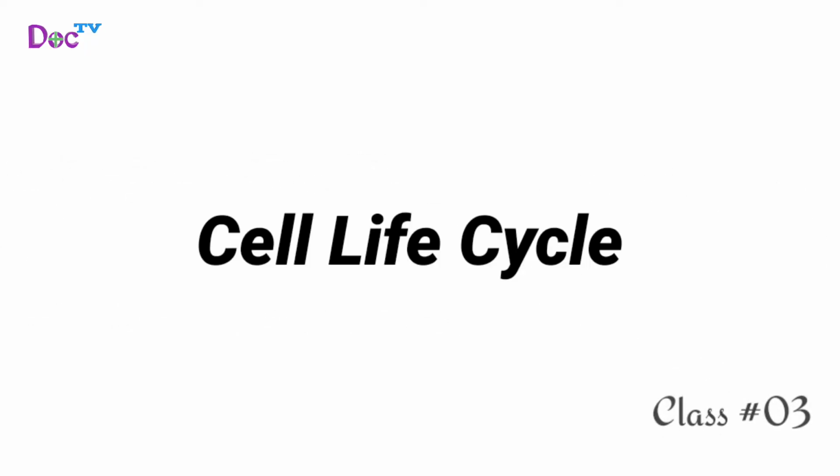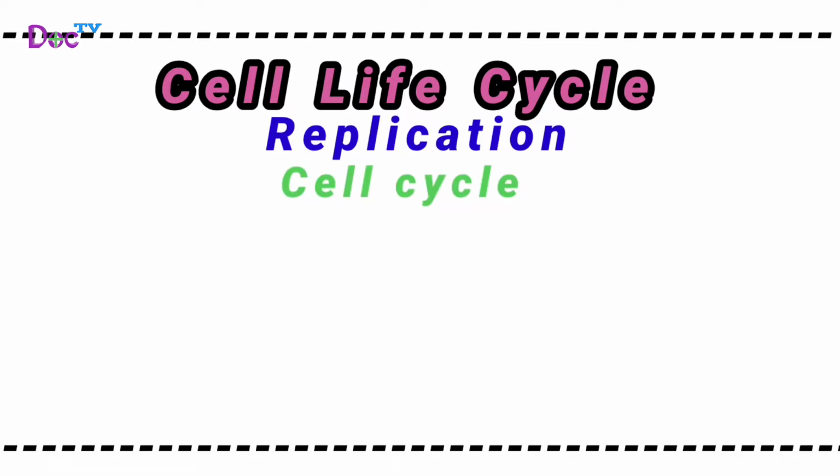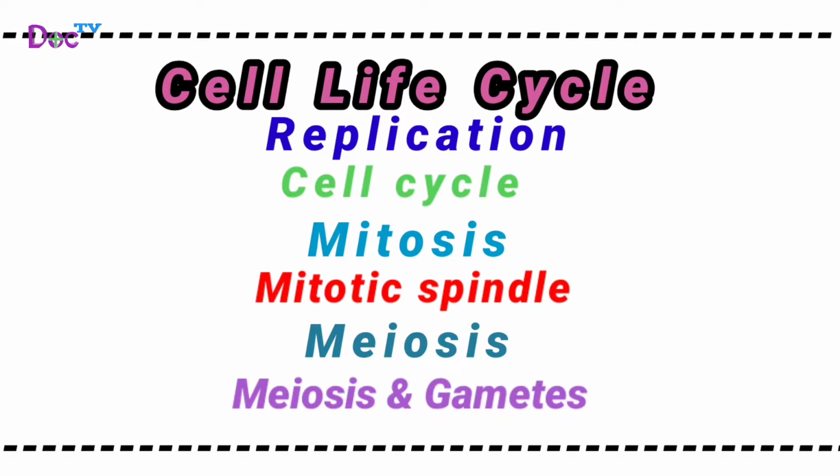In this class we are going to learn about the cell life cycle. In the cell life cycle, we have 6 topics. First one is replication, second cell cycle, third mitosis, fourth mitotic spindle, fifth meiosis, and the last one is meiosis and gametes.